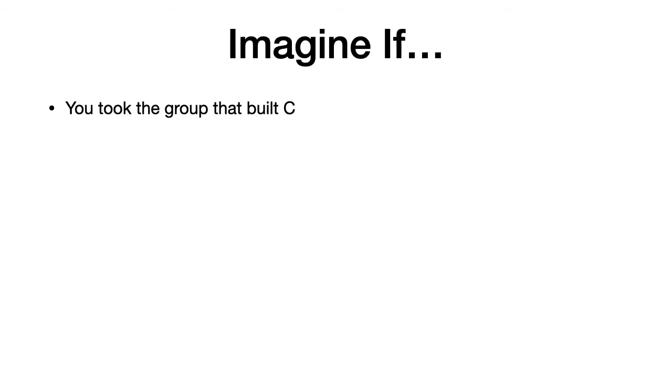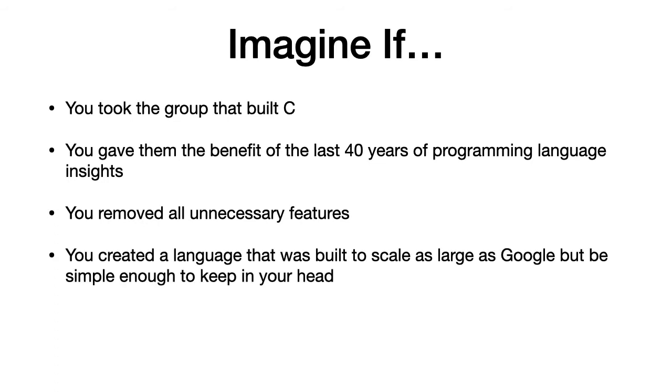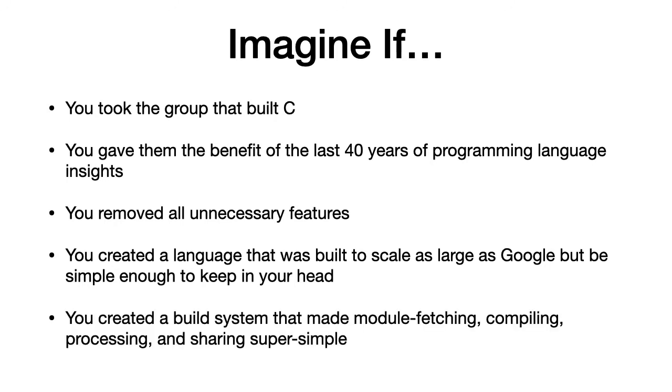But let's say you took the group that built that language and you gave them the benefit of the last 40 years of programming language insights. And then you removed all unnecessary features and you created a language that was built to scale as large as Google, but simple enough to keep in your head. And then you made a build system that made module fetching, compiling, processing, and sharing your code super simple. Okay, so that's kind of what Go is.